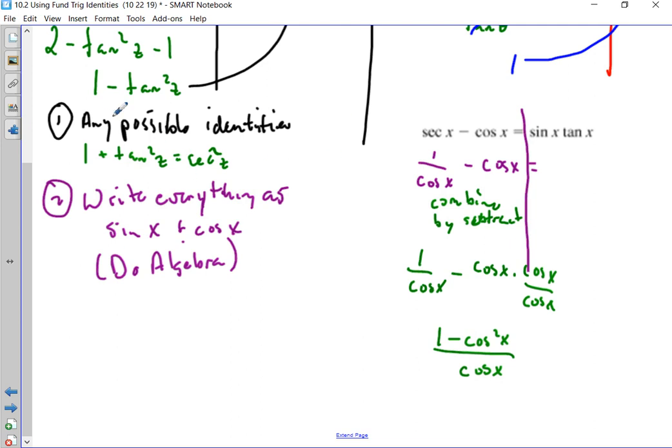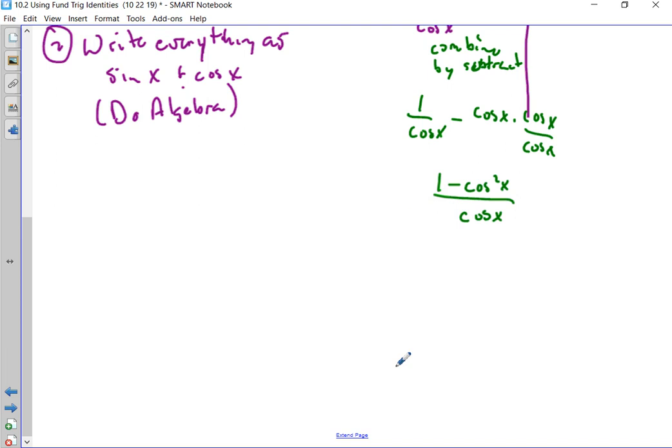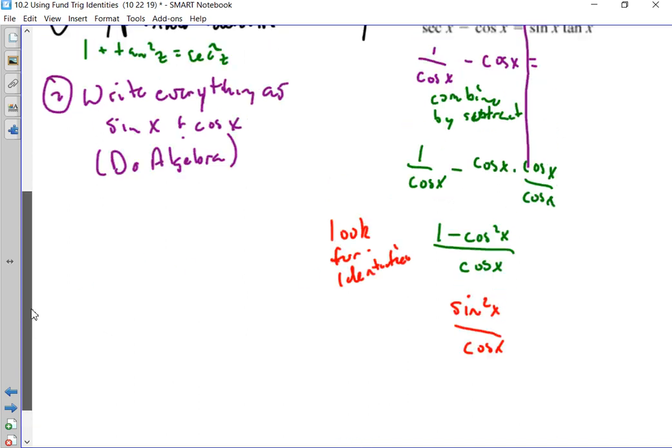It's just this back and forth that we do for our strategy. So now right here, what are our identities? Look for identities. Well, 1 minus cosine squared, you have to know, is sine squared of x. That's one of the fundamental trig identities. And now we have cosine of x. We look back over here.